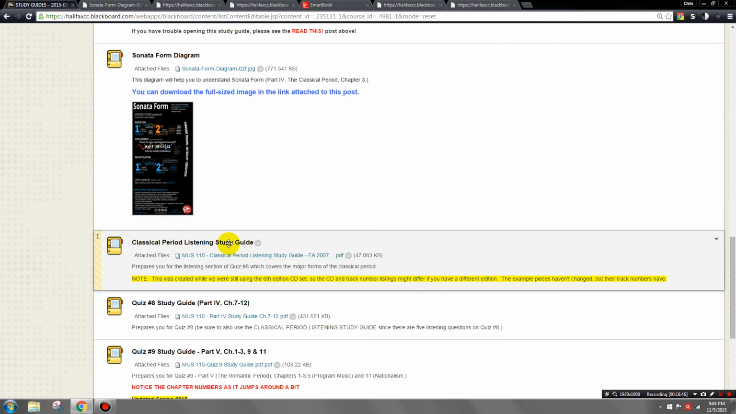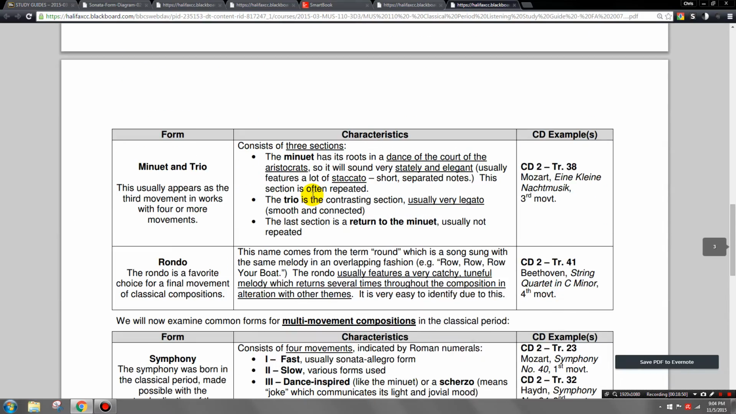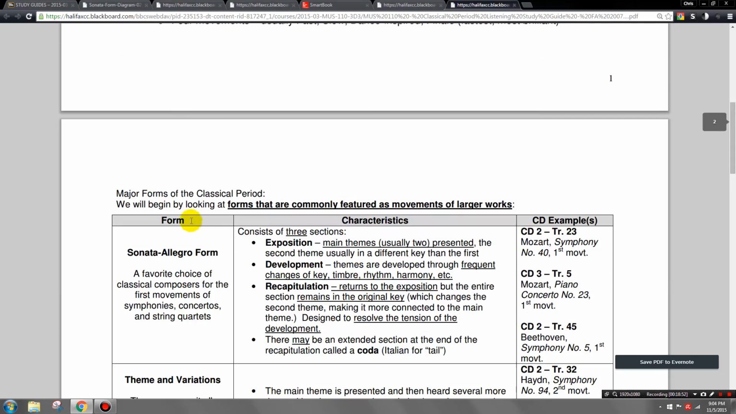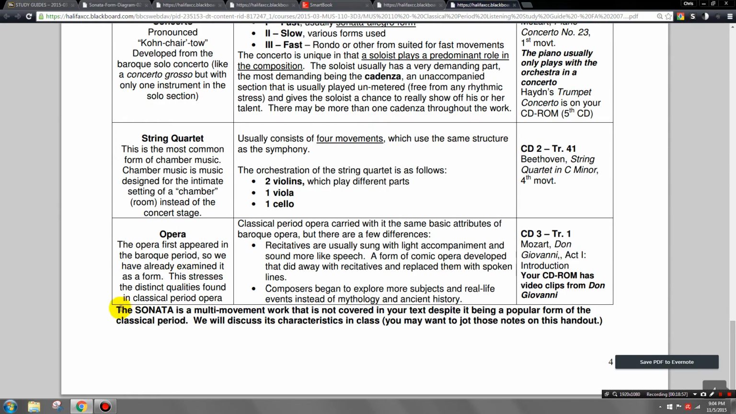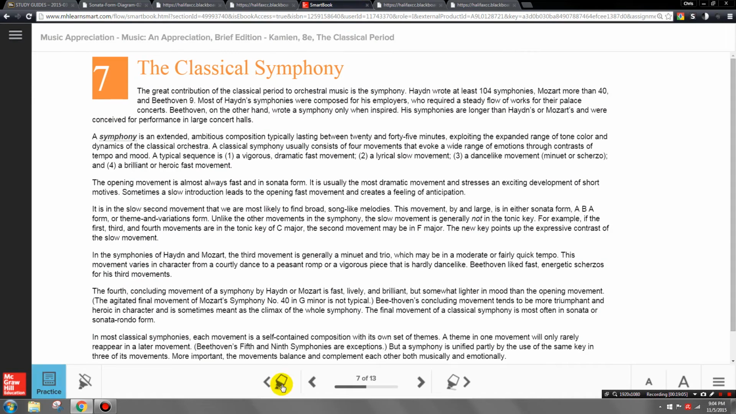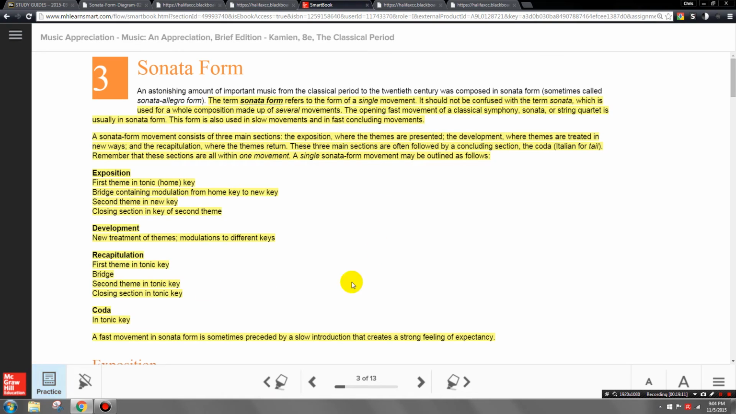This is called the Classical Period Listening Study Guide. And this is to help prepare you for the 5 listening questions. All 5 examples of the listening questions are listed here for you. And you will notice that there is a section down here that says the sonata is a multi-movement work that's not covered so much in your text other than it is mentioned in the same chapter, chapter 3, as sonata form. But it's mentioned so briefly and you don't have any examples in your listening and stuff like that. It kind of gets plowed over a little quickly.